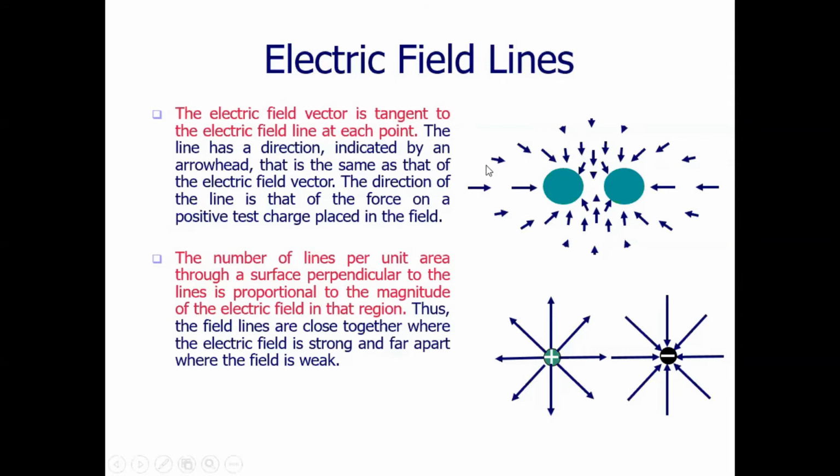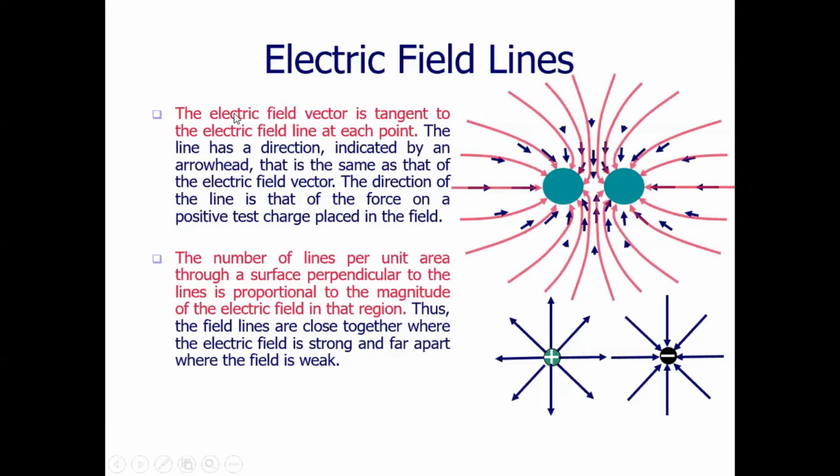The properties of these field lines: the first one is that the electric field vector is tangent to the electric field line at any given point. So for instance, look at this point here. At this particular point, the electric field is tangent to the field line. This is one of the properties to keep in mind when drawing the field lines.